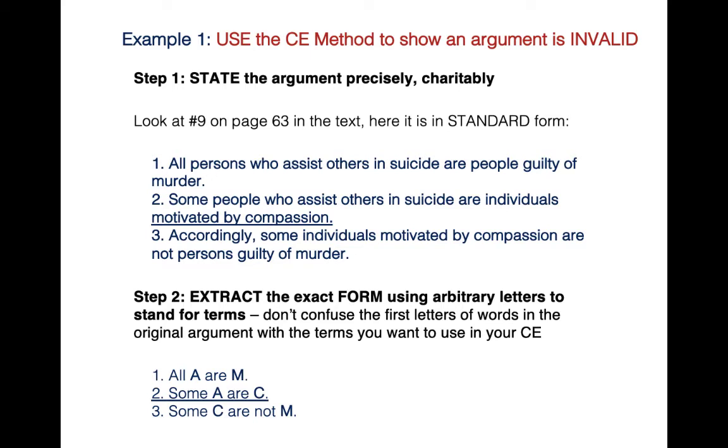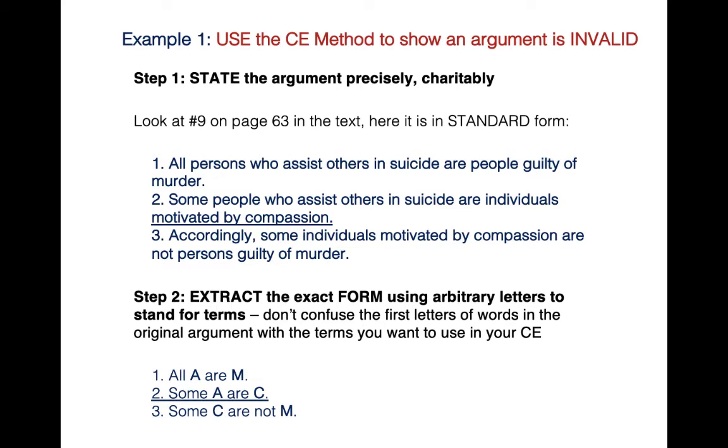I'm going to use A again in the second claim because I'm talking about people who assist others in suicides, and C is going to be people motivated by compassion, individuals motivated by compassion. Conclusion, some C are not M. Some compassionate people are not people guilty of murder. Not done yet. We've just stated the argument.